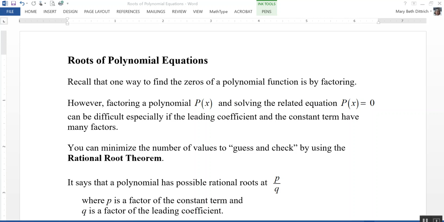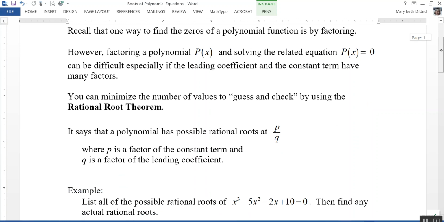This video is on roots of polynomial equations. Recall that one way to find the zeros of a polynomial function is by factoring. However, factoring a polynomial p of x and solving the related equation p of x equals 0 can be difficult, especially if the leading coefficient and the constant term have many factors. You can minimize the number of values that you have to guess and check by using the rational root theorem.